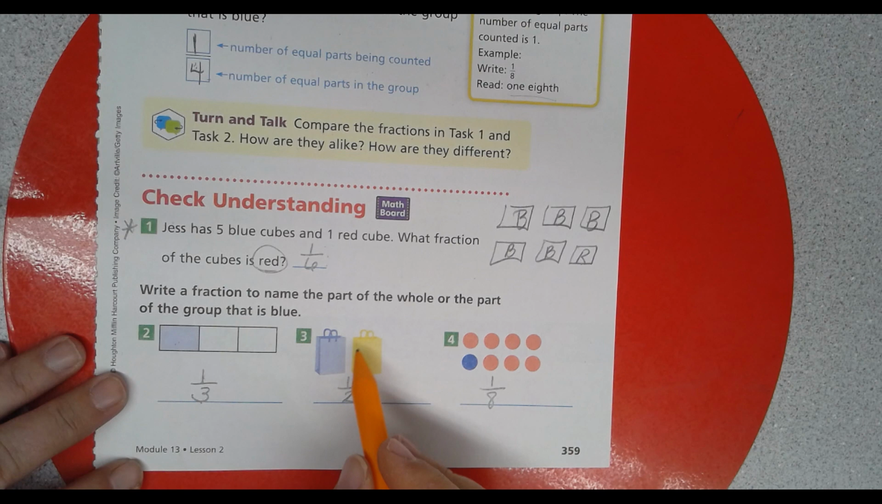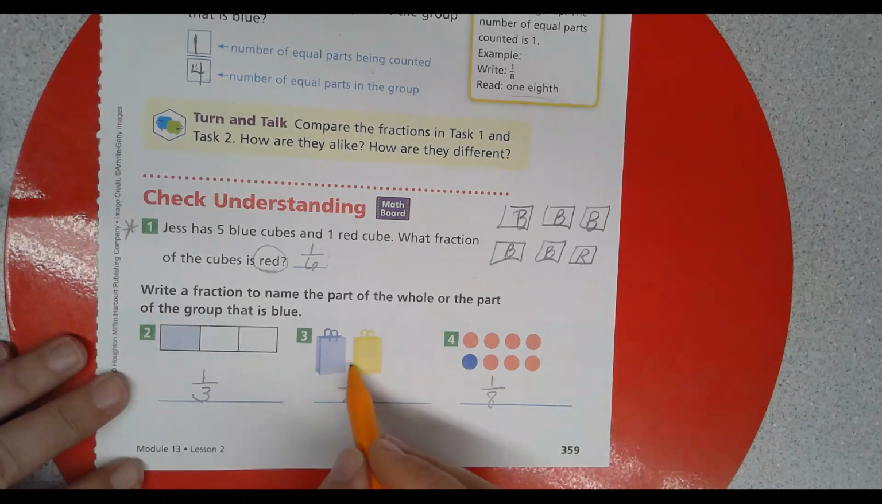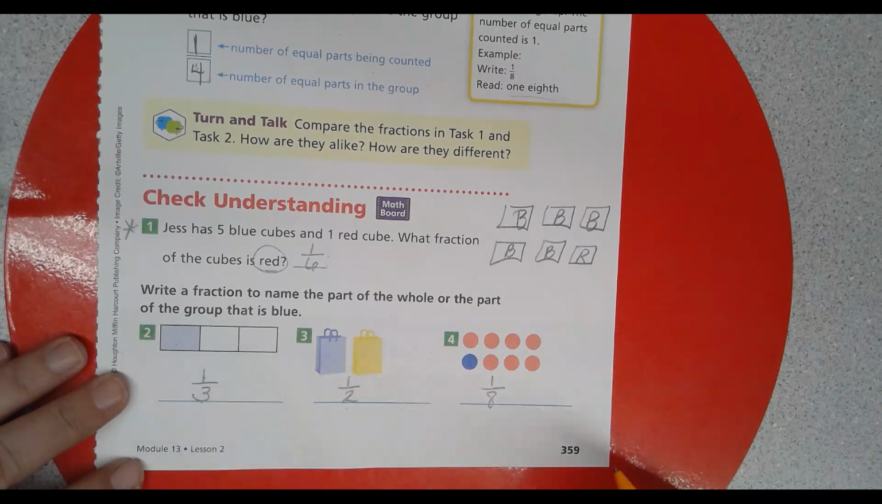We have 2 bags. One's blue, one's yellow. So one of the bags is blue out of 2 total bags. Now this is a little different. You have a group here instead of something that's divided up into pieces, like a pizza or a candy bar. This is like a group. We've got different colored bags. We've got a blue one and a yellow one. So one is blue and we have 2 total bags in that group.